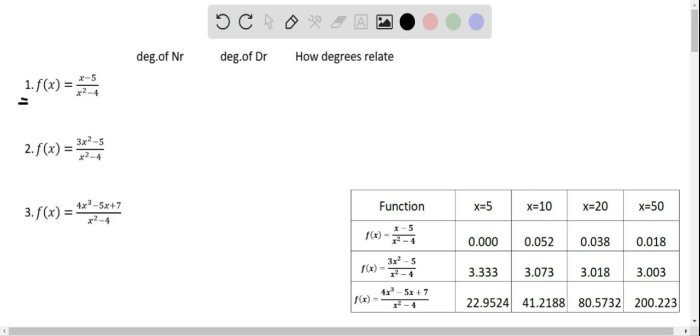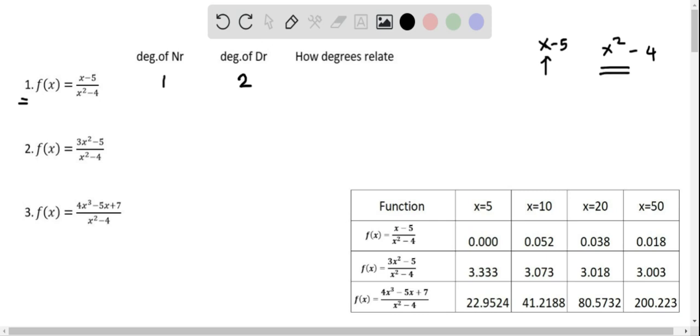Now consider the first function, f of x equals x minus 5 over x squared minus 5. The question is the degree of the numerator polynomial, which is x minus 5. The degree of a polynomial is the highest exponent of the variable involved. Here x is the variable and the highest exponent is 1, so the degree of the numerator is 1. For the denominator, x squared minus 5, the highest exponent of x is 2, so the degree of the denominator is 2.